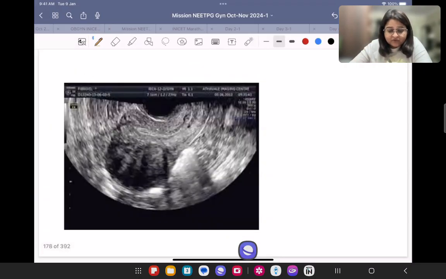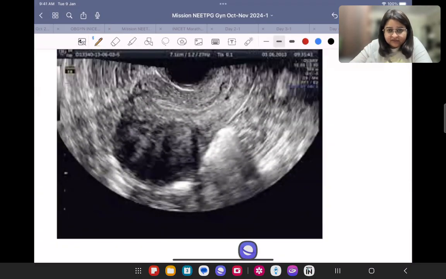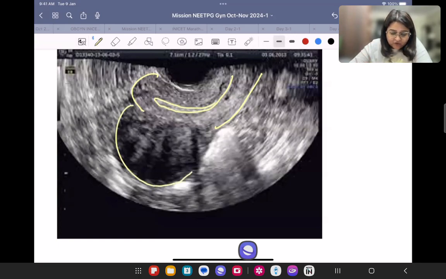Other than ultrasound, so this is another ultrasound. Can you see the fibroid here? This is a transvaginal scan. You can see this is the uterus. This is the endometrium. Okay. And can you see this lesion here? So what kind of fibroid is this, if at all? कौन सा type of fibroid है?